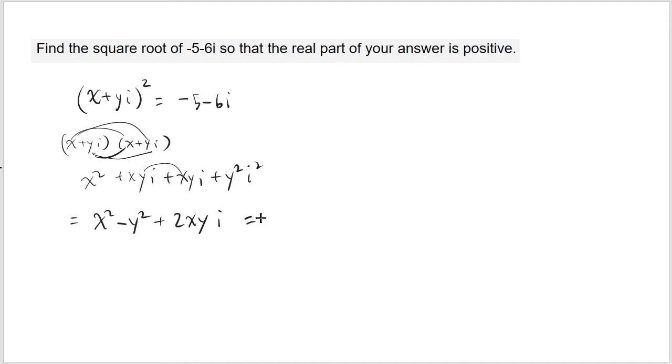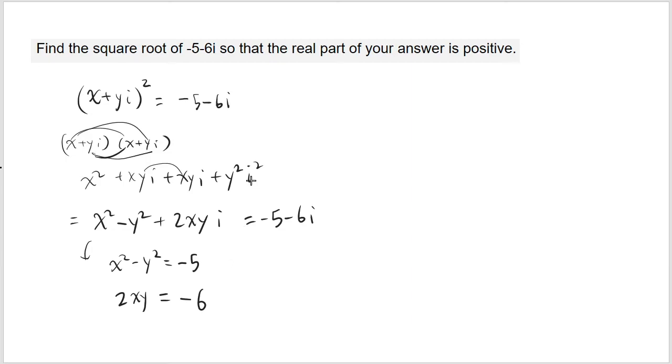And we're trying to make this equal to -5 minus 6i. So what does that mean? That means we get a system which says x squared minus y squared should be the -5, the real part, and 2xy, which is the imaginary part, should equal the imaginary part.